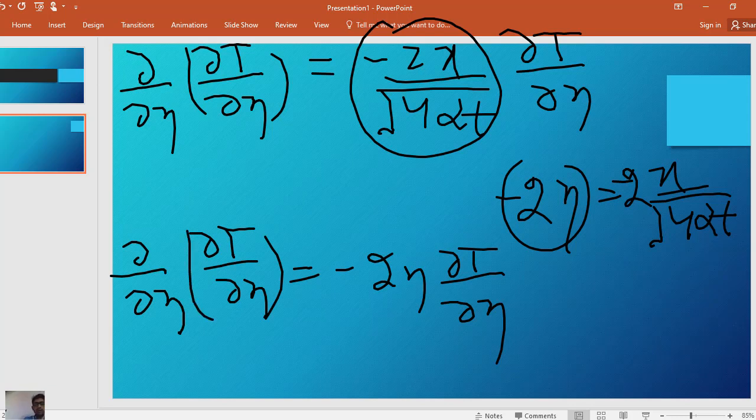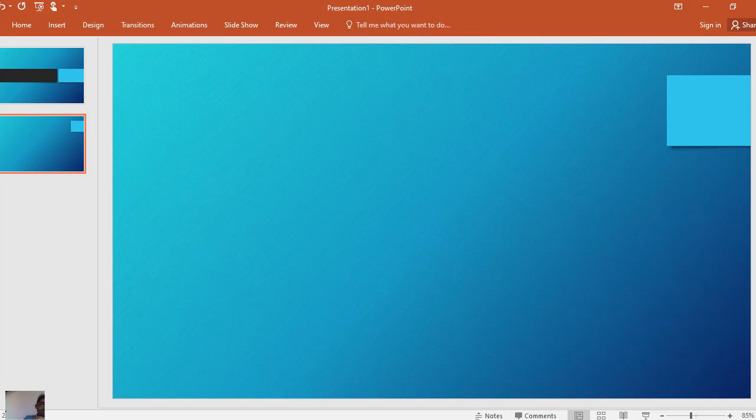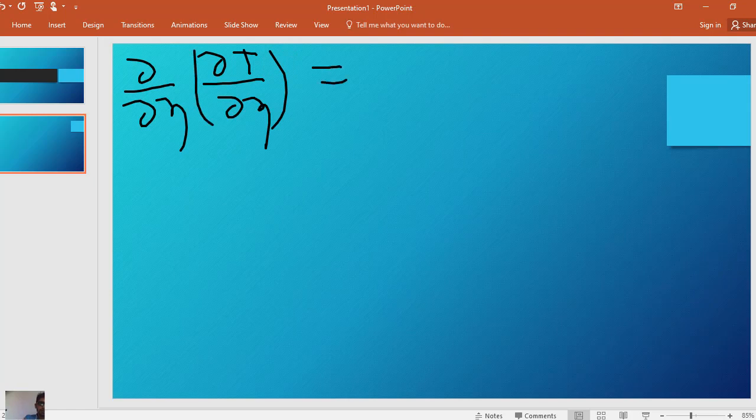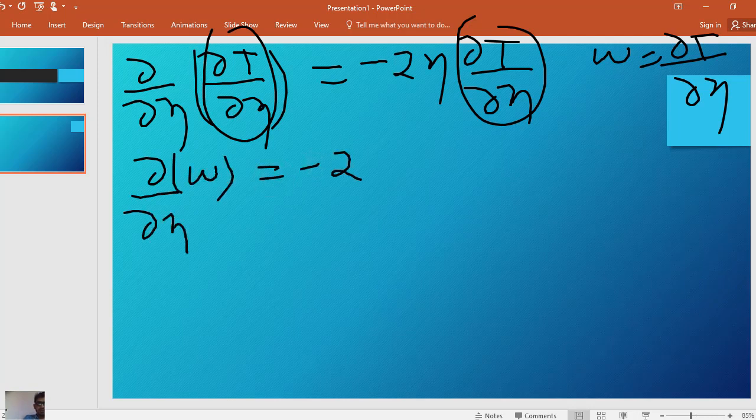Now for simplicity, take another variable, w, which is equal to dt by dn. So in place of this term we will put w. So d by partial n of partial temperature by partial similarity variable is equal to minus 2 times the change in temperature over the change in similarity variable. So w is equal to dt by dn, and in place of these terms we will put w. We will get dw by dn is equal to minus 2 into w.